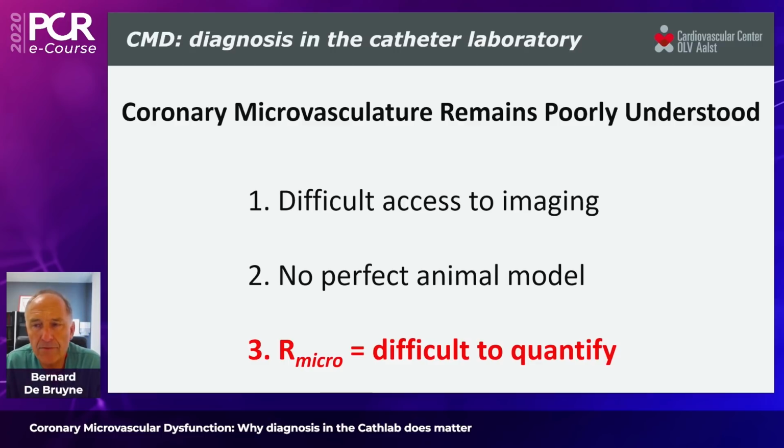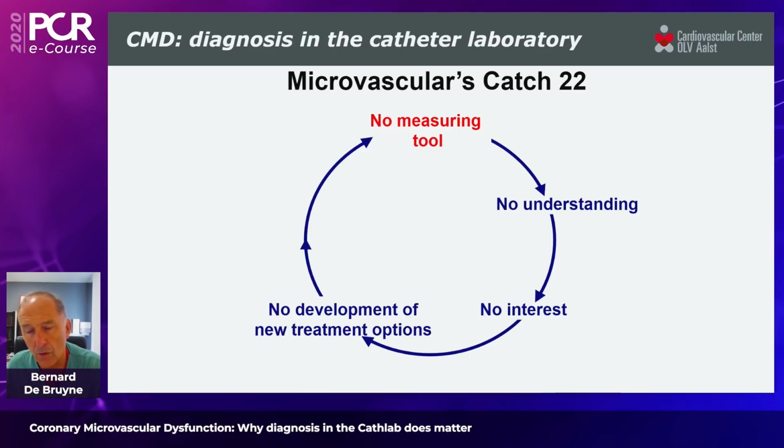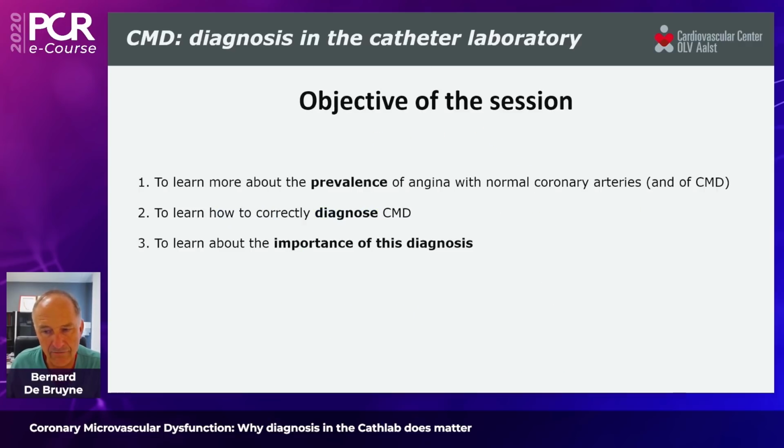So there are a couple of reasons why this microvasculature remains poorly understood. It is difficult to image. There is no good animal model. And again, as I already said, the resistance of the microcirculation is difficult to quantify. Now, if we have no measuring tool, well, then it is, of course, difficult to understand what is going on. It is difficult to have any interest. If there is no interest, there is no interest in developing new medication, and therefore no interest in developing new measuring tools. And that's a little bit the vicious circle we are confronted with.